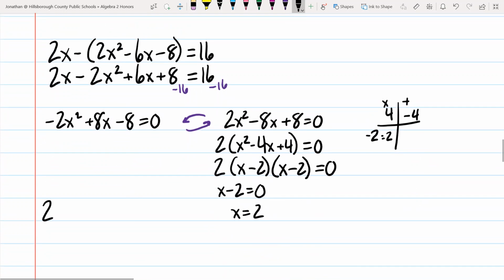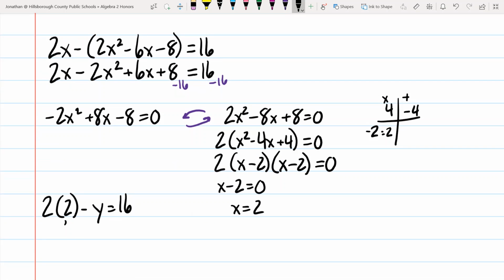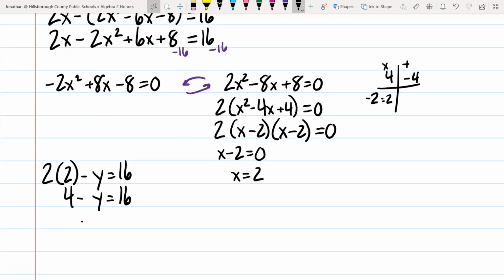2 times 2 minus y equals 16. 4 minus y equals 16. Subtract the 4. Negative y equals 12. So y equals negative 12, giving us our solution of 2, negative 12.